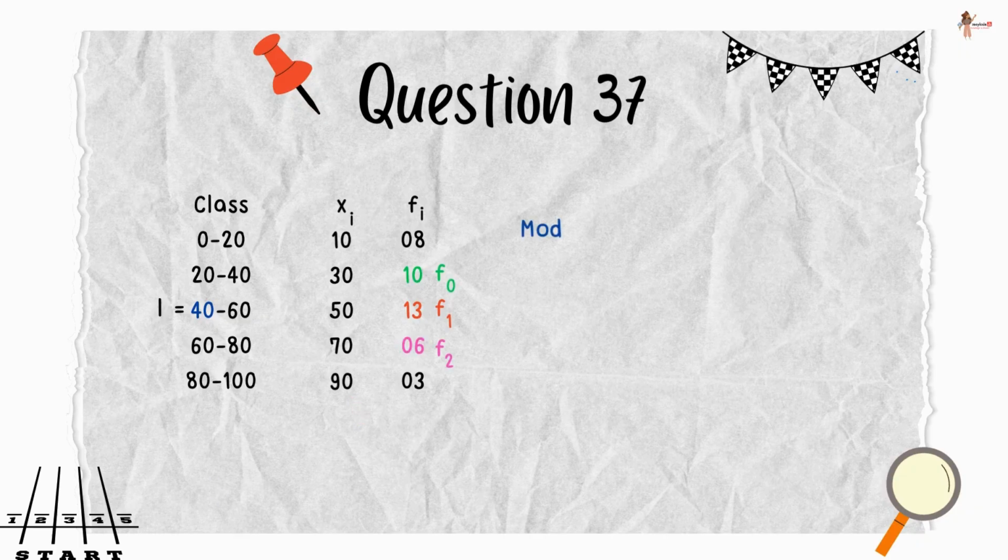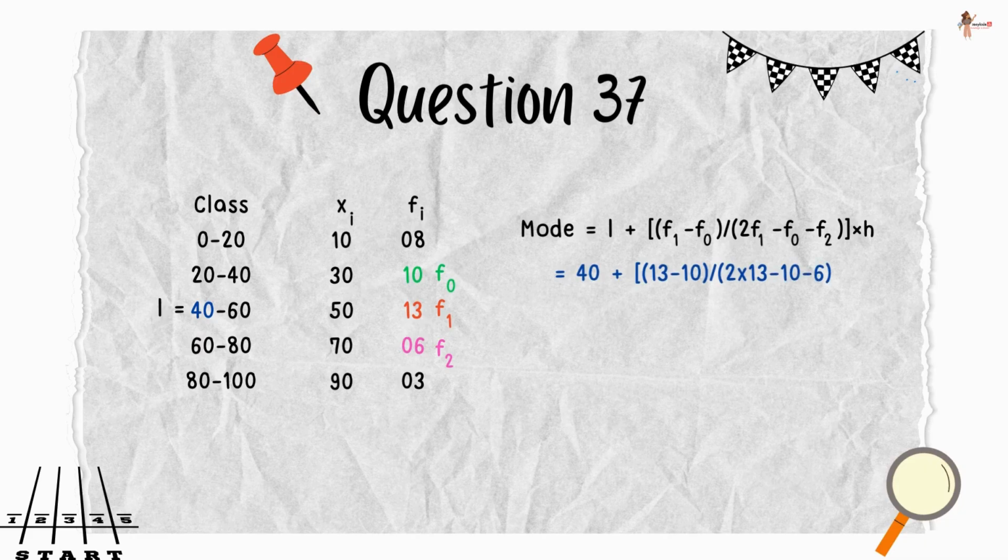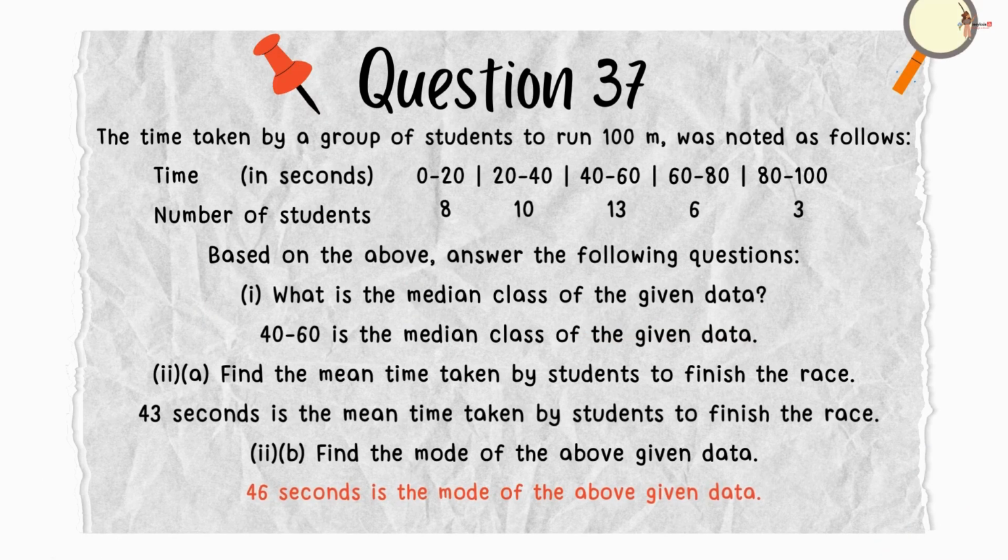Now, mode is given by l plus (f1 minus f0) upon (2f1 minus f0 minus f2) times h. Therefore, it is 40 plus (13 minus 10) upon (2 times 13 minus 10 minus 6) into 20, which gives us 46. 46 seconds is the mode of the above given data.